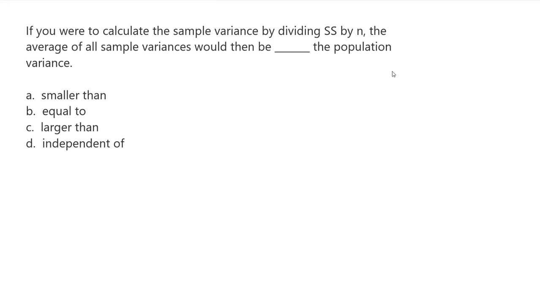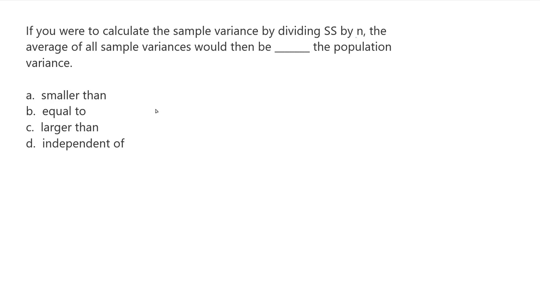If you were to calculate the sample variance by dividing the sum of squared deviations by n, the average of all sample variances would then be what compared to the population variance? Either smaller than, equal to, larger than, or independent of.